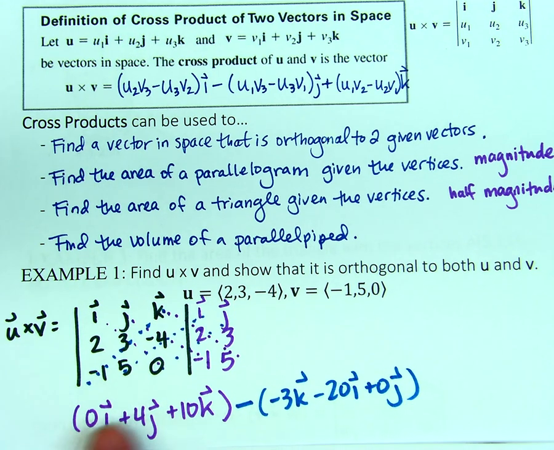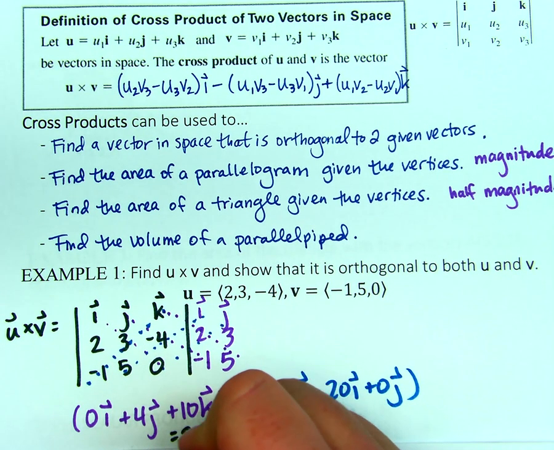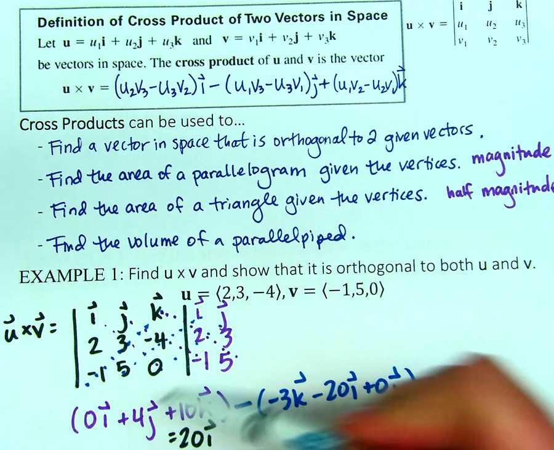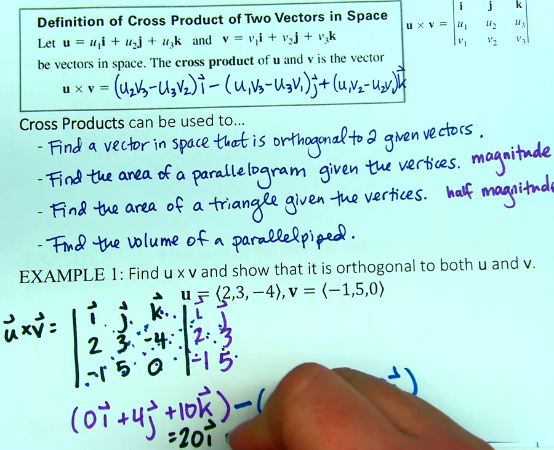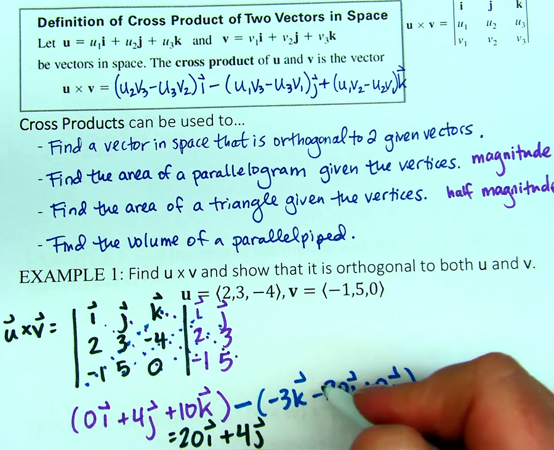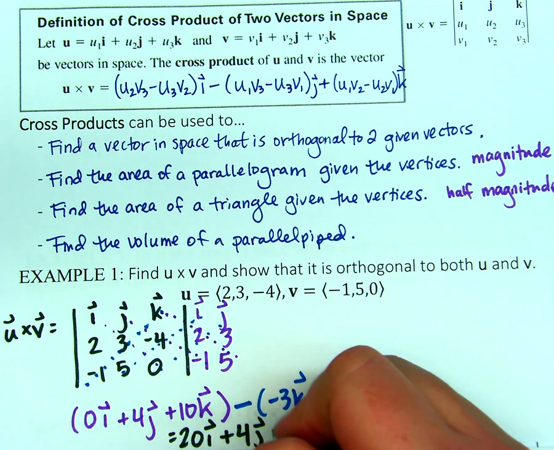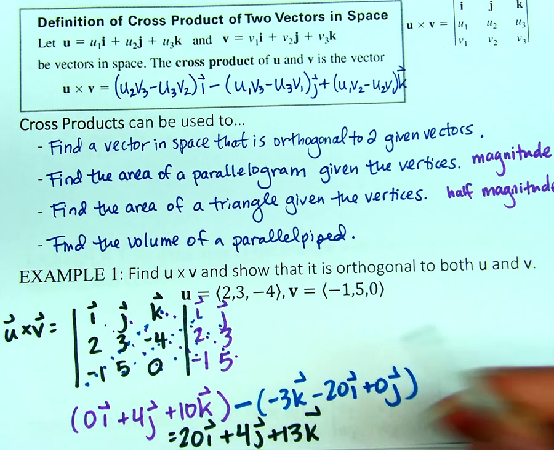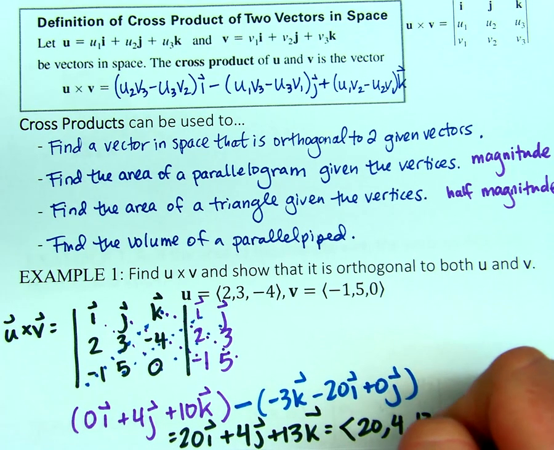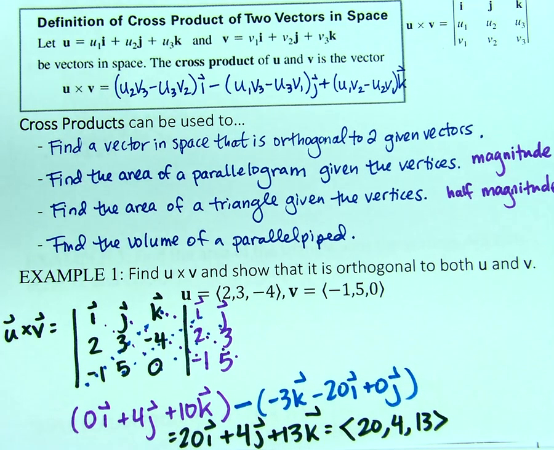So 0i minus negative 20i is 20i. Okay. j, 4j minus no j is 4j. And then 10k minus negative 3k is 13k. Okay, you probably like this form, 20, 4, 13. Okay, so there, that is the cross product. That is just the easy way to do it.